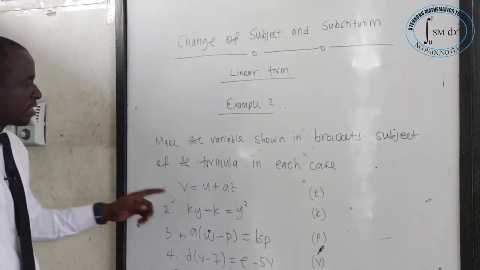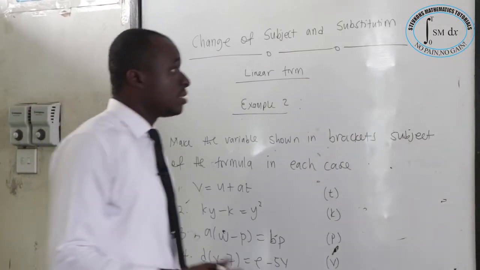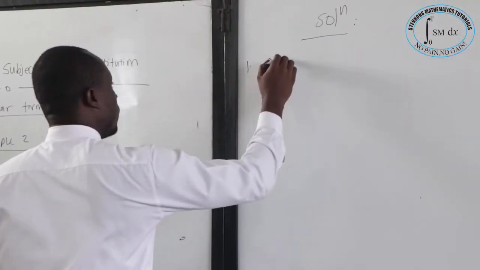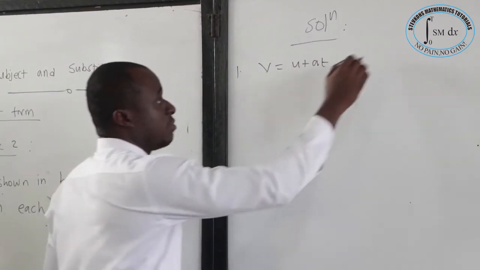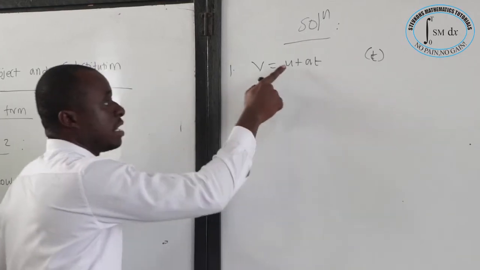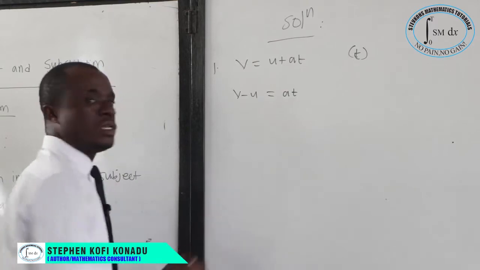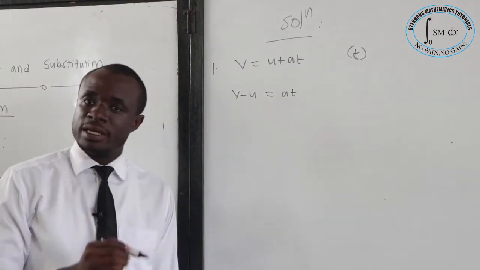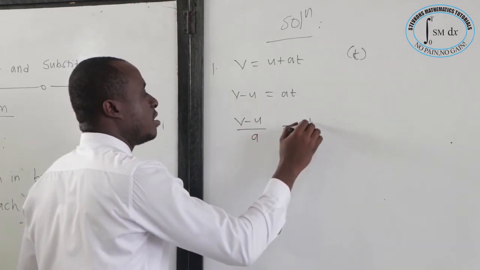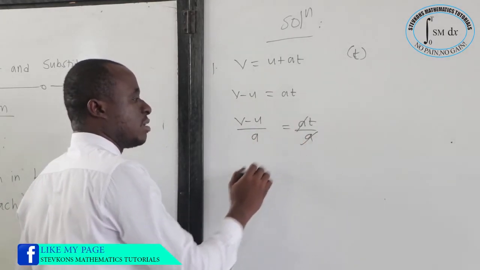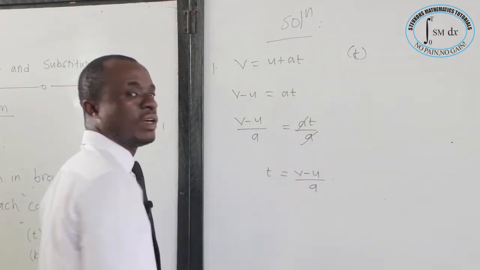Now in example 2, the first one, we want to make t the subject. This is also of a linear form. Now let's see what is the first equation. That is v equal to u plus at. I want to make t the subject. Clearly this u has to move to the left hand side, so we have v minus u equal to at. I want to make t the subject. What is multiplying the t? a is multiplying it. So I have v minus u all over a equal to at all over a. Now this is cancelling out that. So we have t to be equal to v minus u all over a.